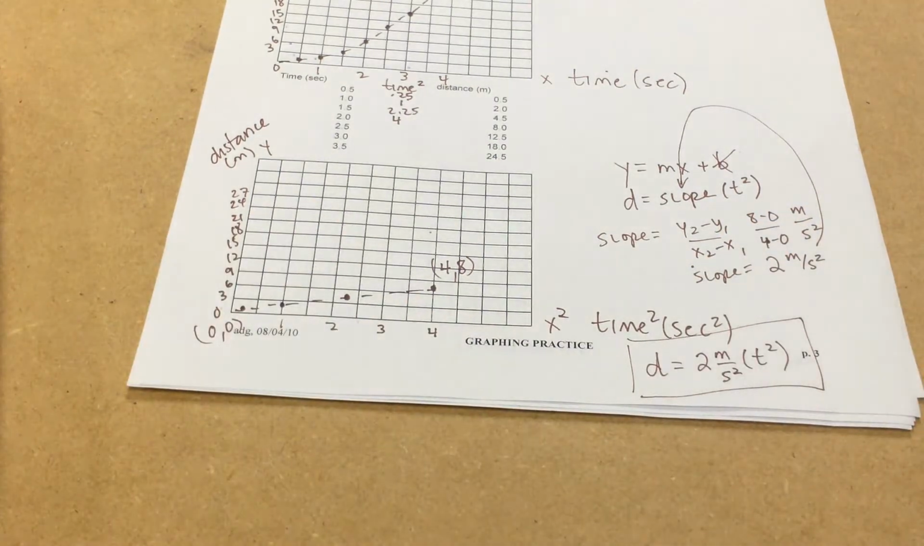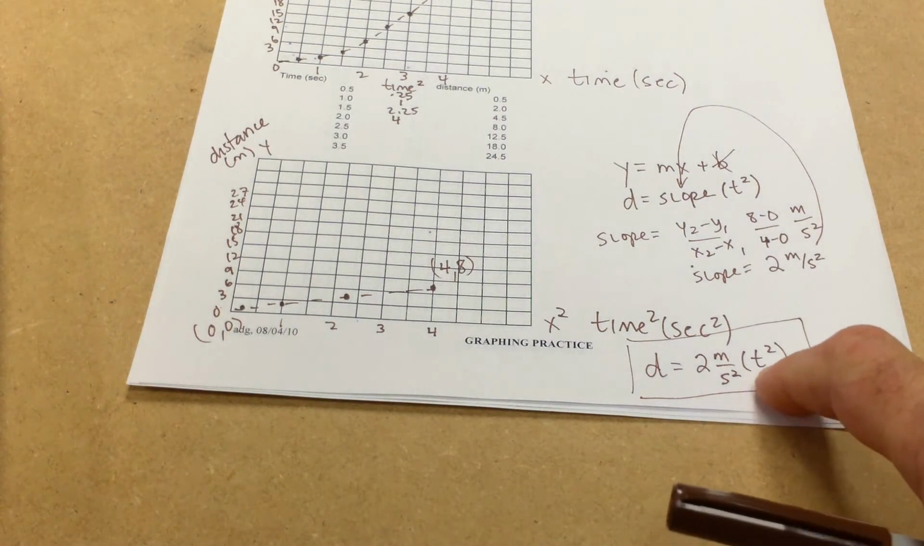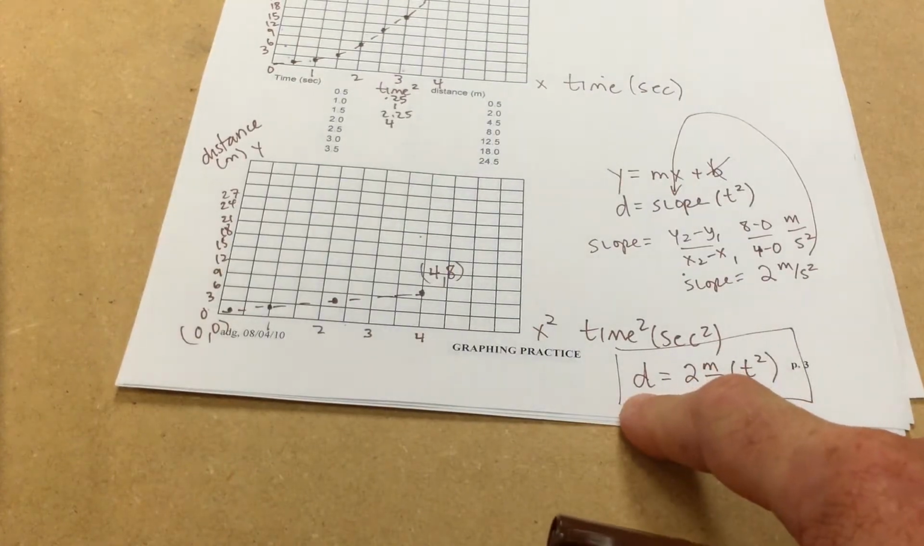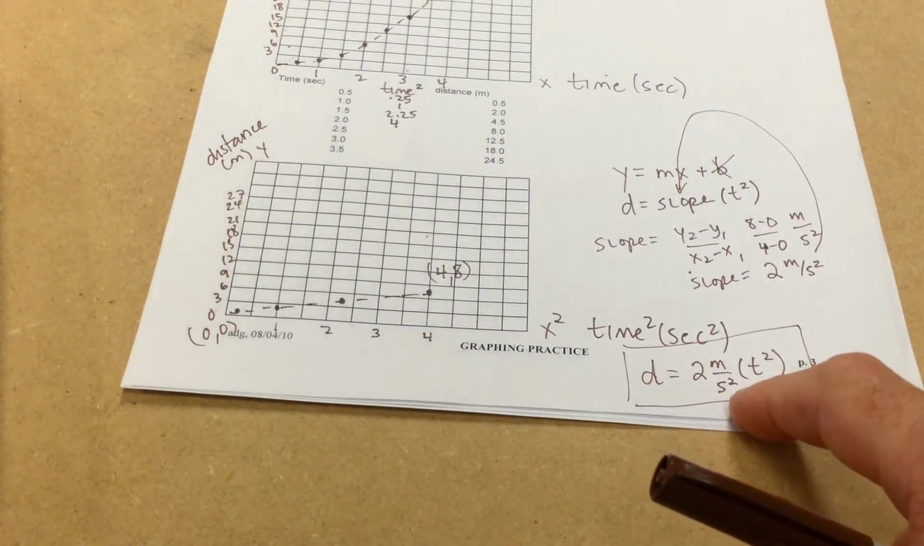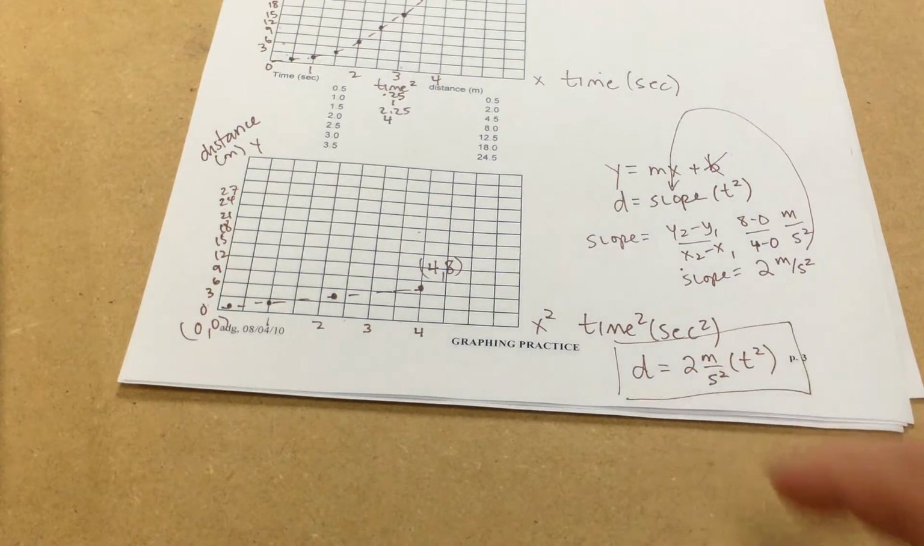Again, what good is it to have that equation? Well, if I know then time or different values of time, I can find the distance. So maybe t is 5. So 5 squared, 25, times 2 is 50. So in 5 seconds, the object would have fallen 50 meters.